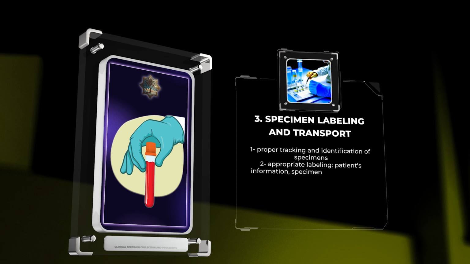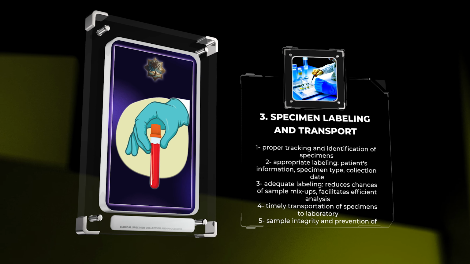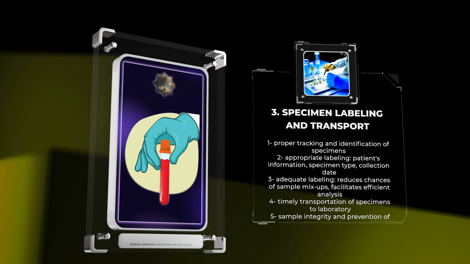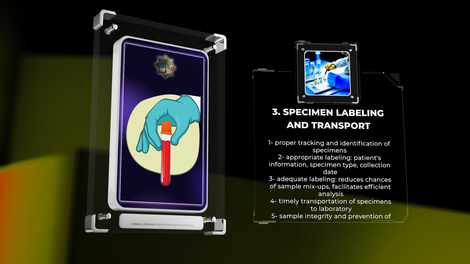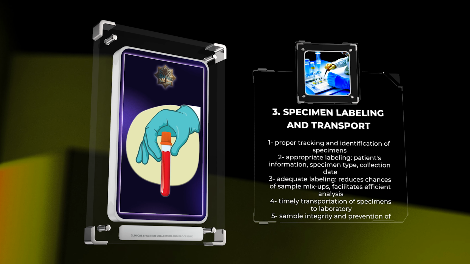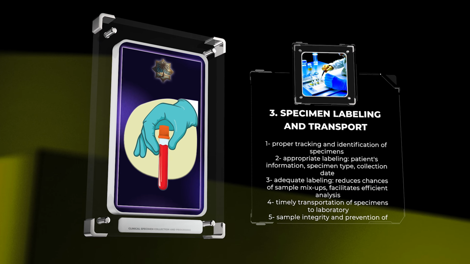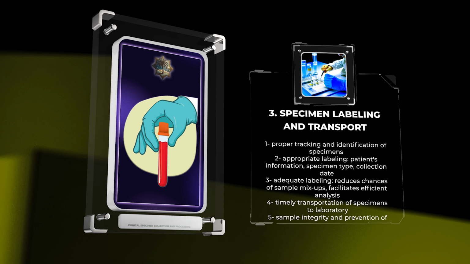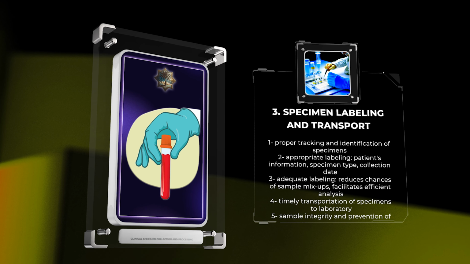To ensure proper tracking and identification of specimens, it is vital to appropriately label each sample with the patient's information, specimen type, and collection date. Adequate labeling reduces the chances of sample mix-ups and facilitates efficient analysis. Furthermore, timely transportation of specimens to the laboratory is essential to maintain sample integrity and prevent degradation, especially for delicate samples like blood or microbiological cultures.